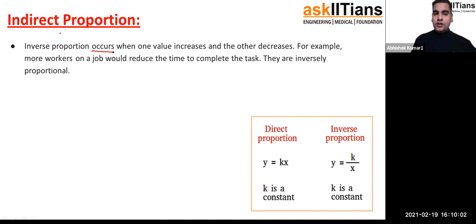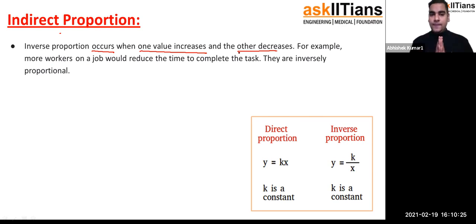Inverse proportion occurs when one value increases and the other decreases. That means when you are increasing, let's say, one value x, if on increasing x your y decreases, or if on increasing your y your x decreases, then we say that inverse variation or indirect proportion is taking place.